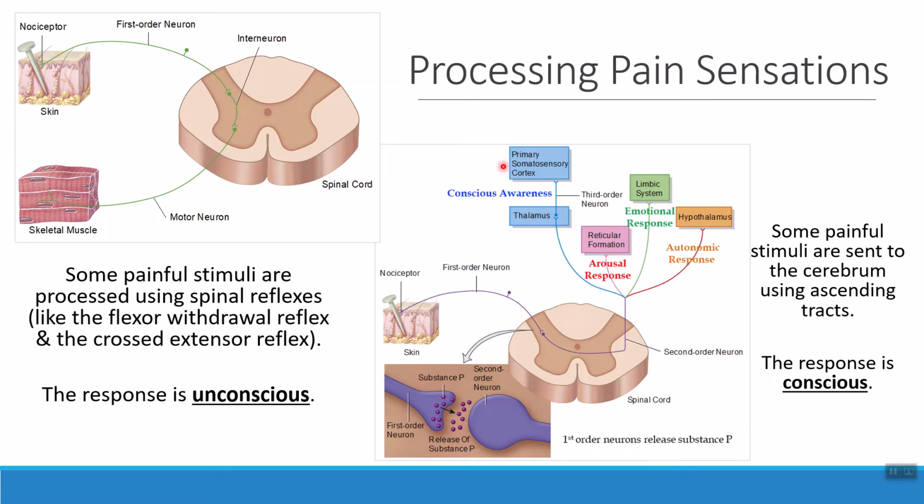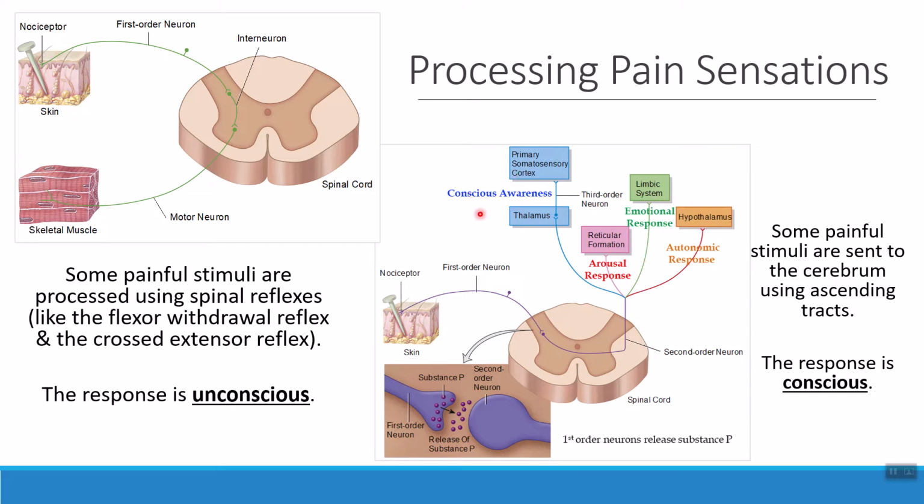But if I'm sending that information all the way up to the brain, I am also probably sending it to places like my reticular formation, the reticular activating system, that makes me more alert or aroused. I'm probably sending it to the limbic system, which is where I get an emotional response to my pain. And I'm also probably sending it to the hypothalamus, where I have an autonomic response. An autonomic response is fight or flight, or rest and digest. So all of these are also unconscious responses, but they're triggered at the same time as my conscious awareness of my pain.